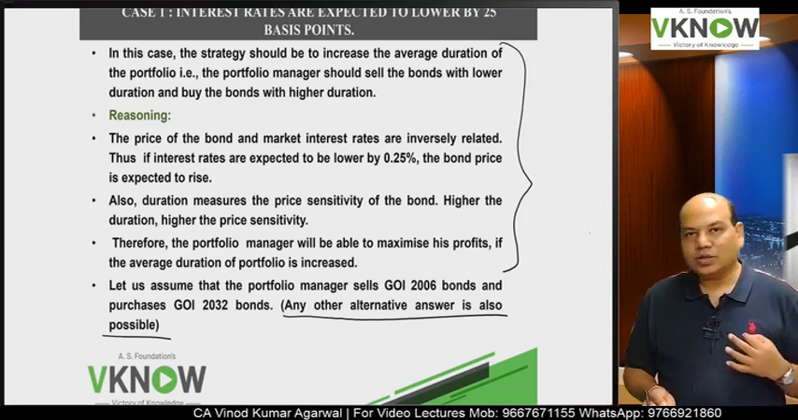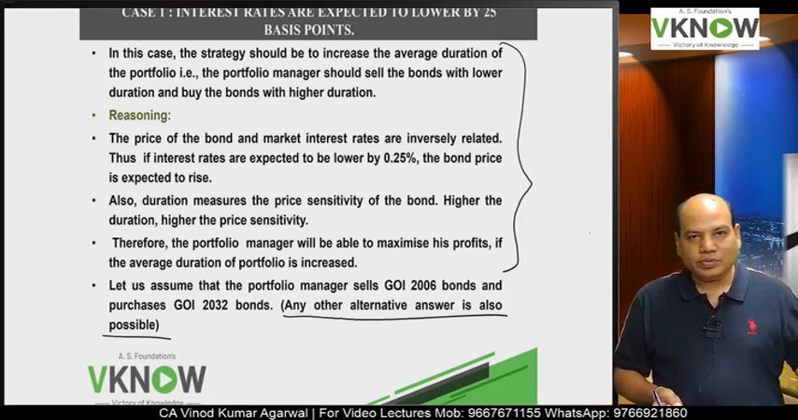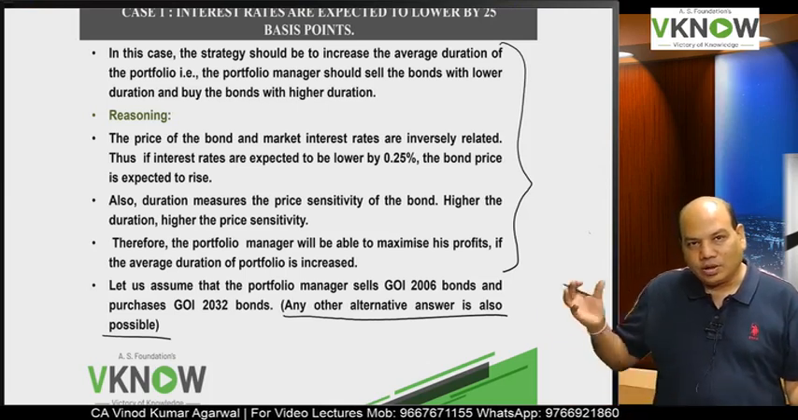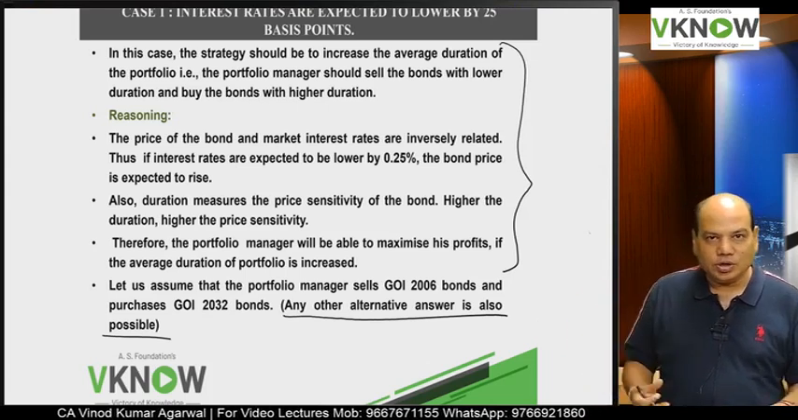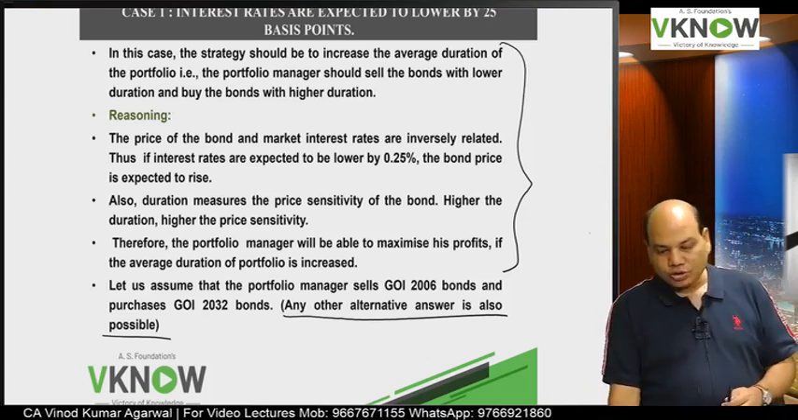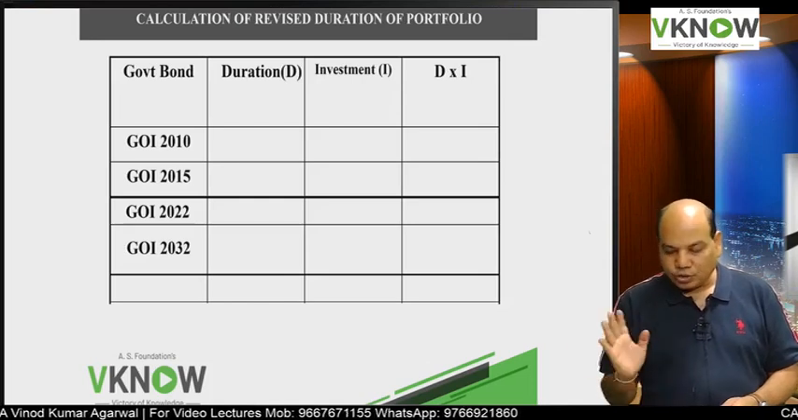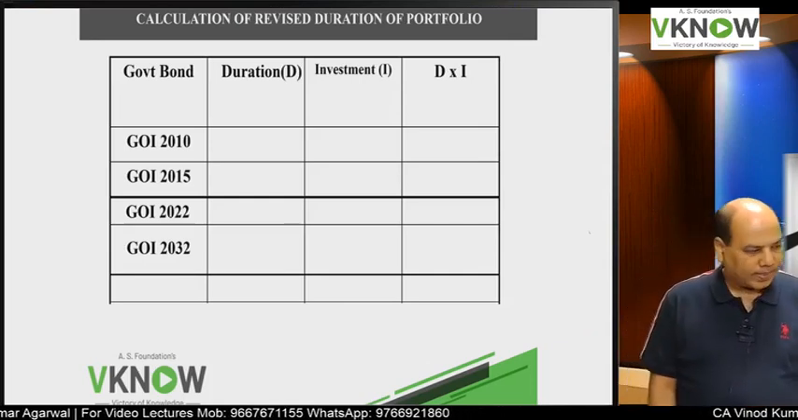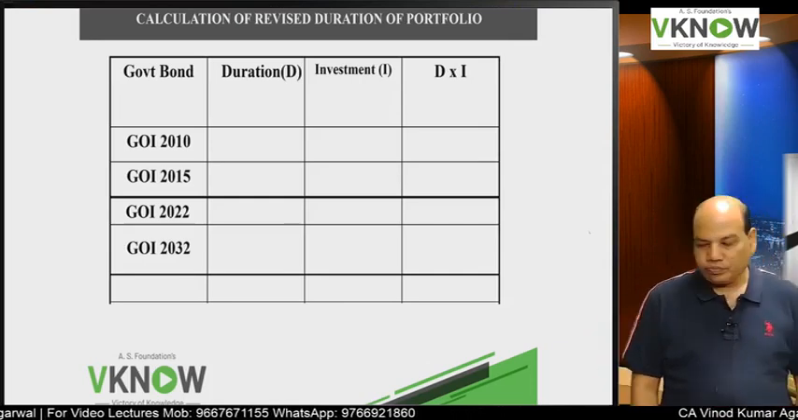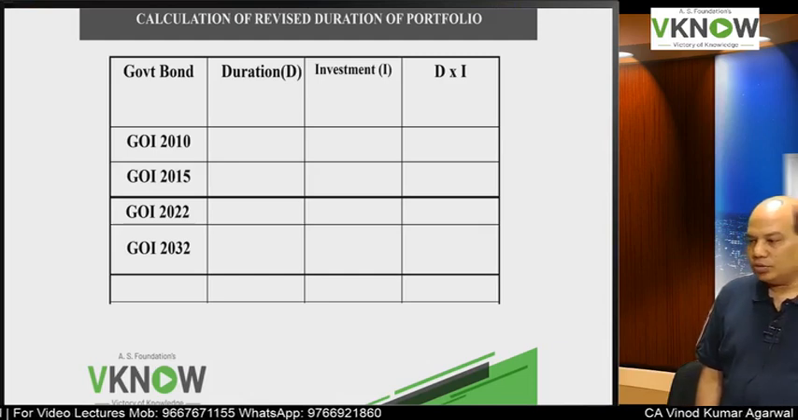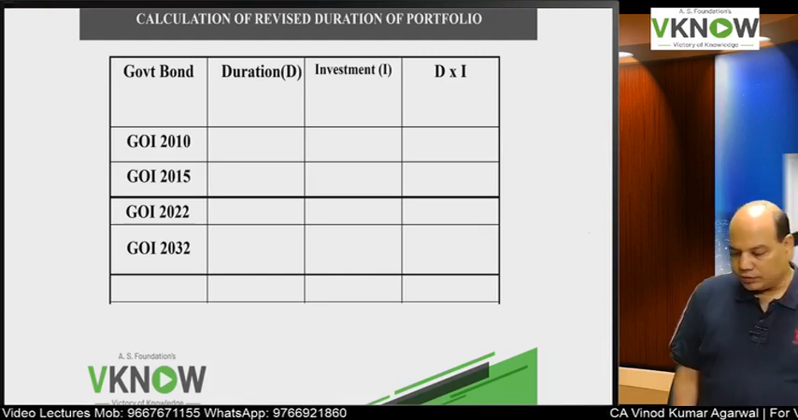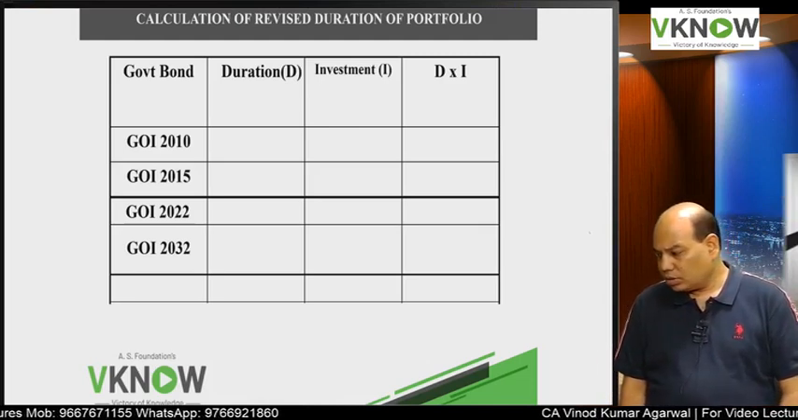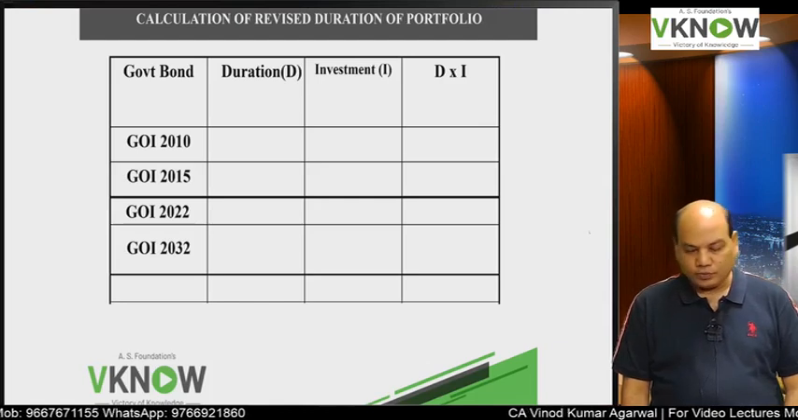So therefore, as a student, we will play safe. We will sell only one bond which has the lowest duration and will buy the bond which has the highest duration. So now your question is, compute the revised duration of portfolio. Please write: calculation of revised duration of the portfolio.